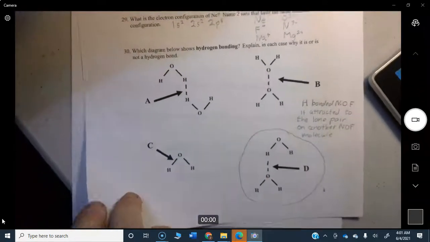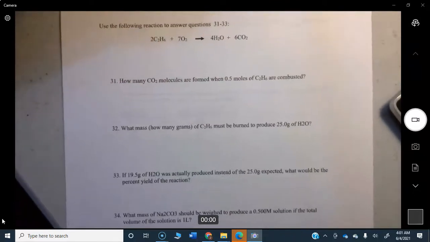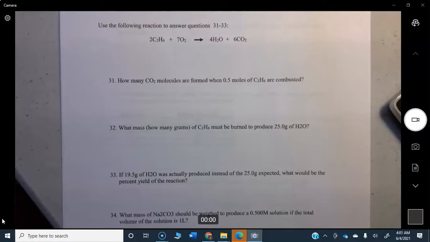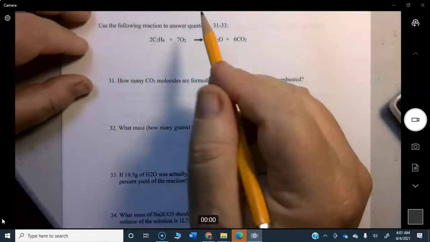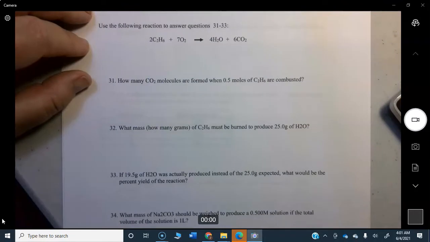Okay, keep going. All right, use the following reaction to answer 31 through 33. So it's a balanced chemical reaction. We saw that one earlier. You actually balanced that reaction earlier in this assignment. How many CO2 molecules are formed when 0.5 moles of C2H6 are combusted? So what you want to do is write this down and draw your graphic organizer if this is helpful.